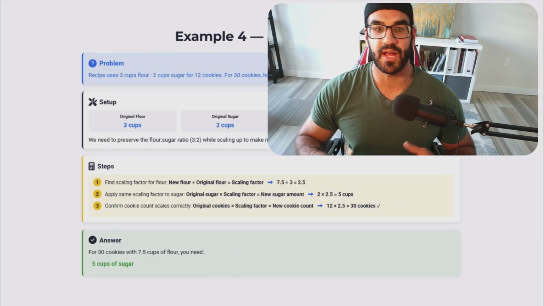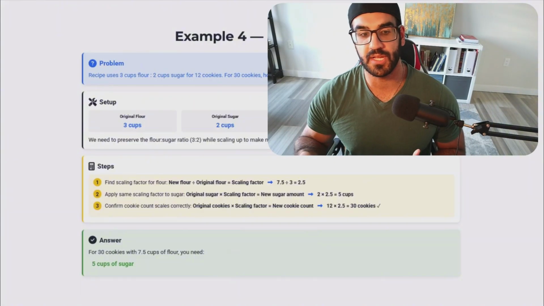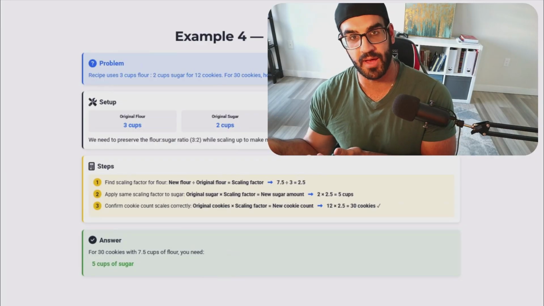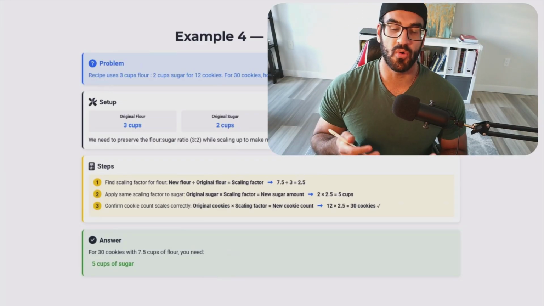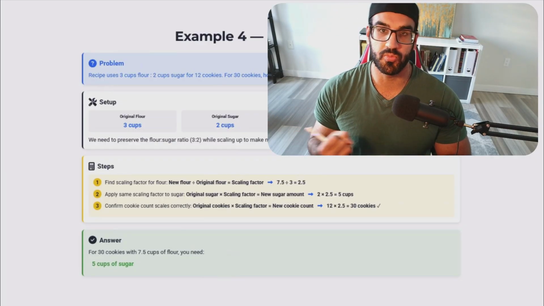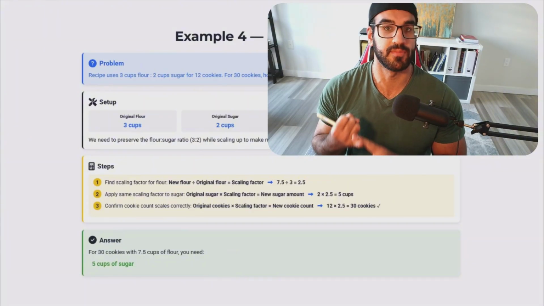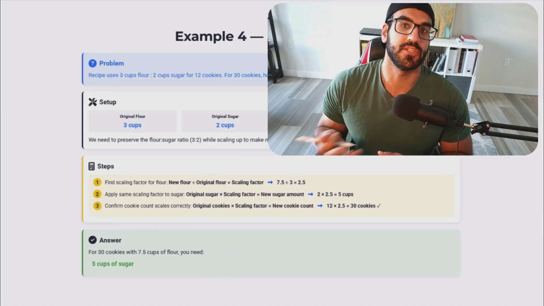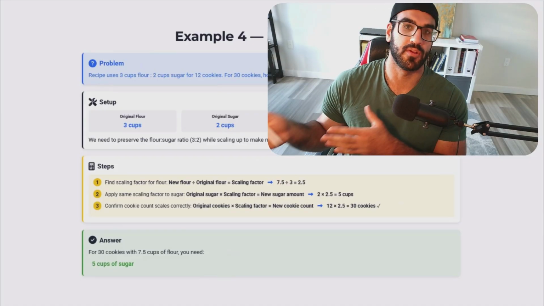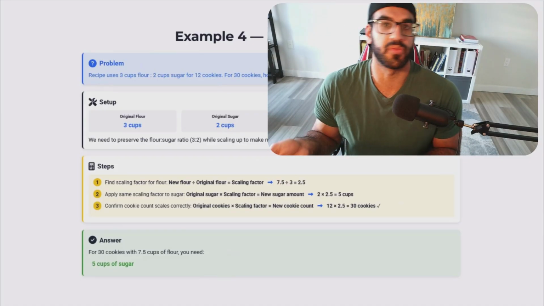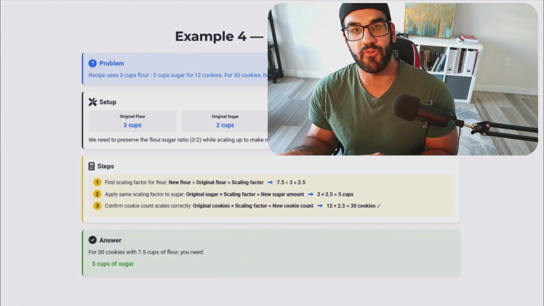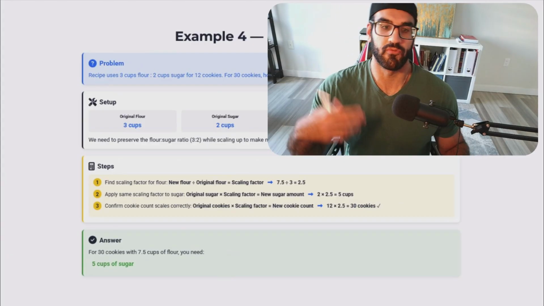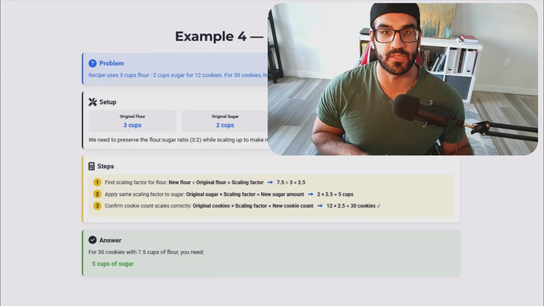Based on that value, the question asks how many cups of sugar do I need in order to make this number of cookies? For the first part, flour got 2.5 times more. The number of cookies got 2.5 times more. So obviously the sugar is going to get 2.5 times more. The only thing you have to do is 2 times 2.5, and you have 5 cups of sugar that you need for this scale.